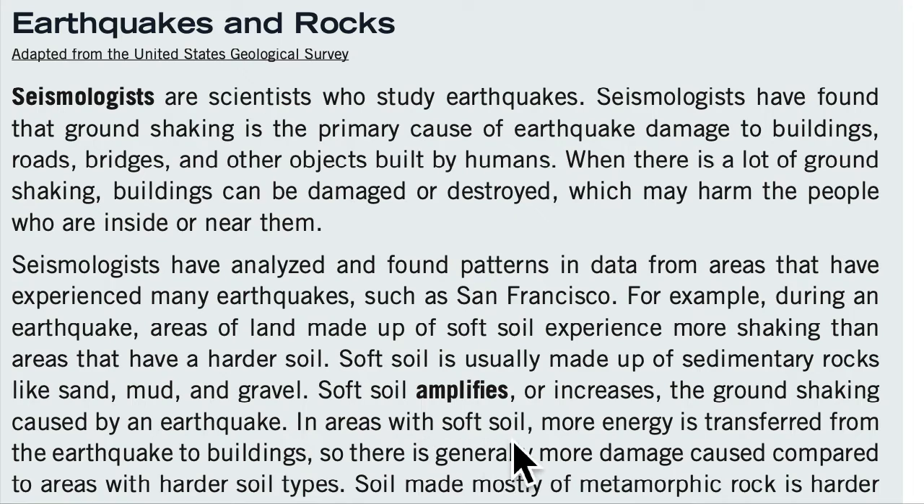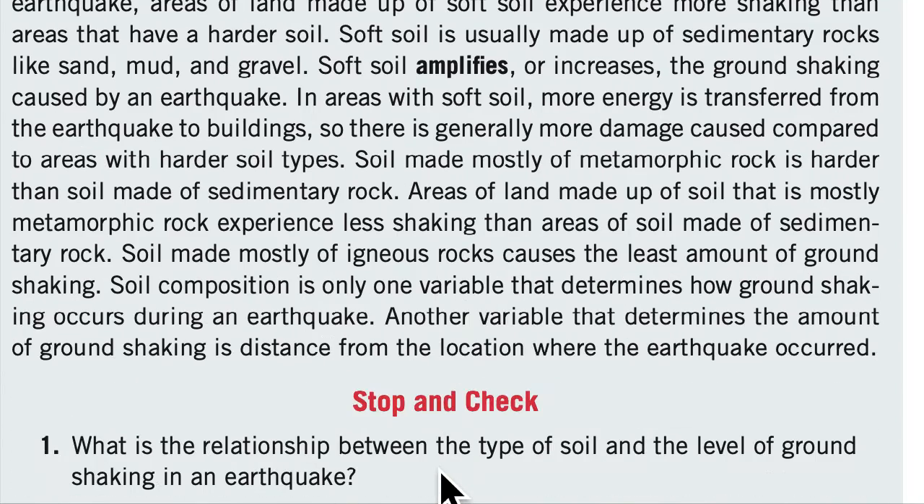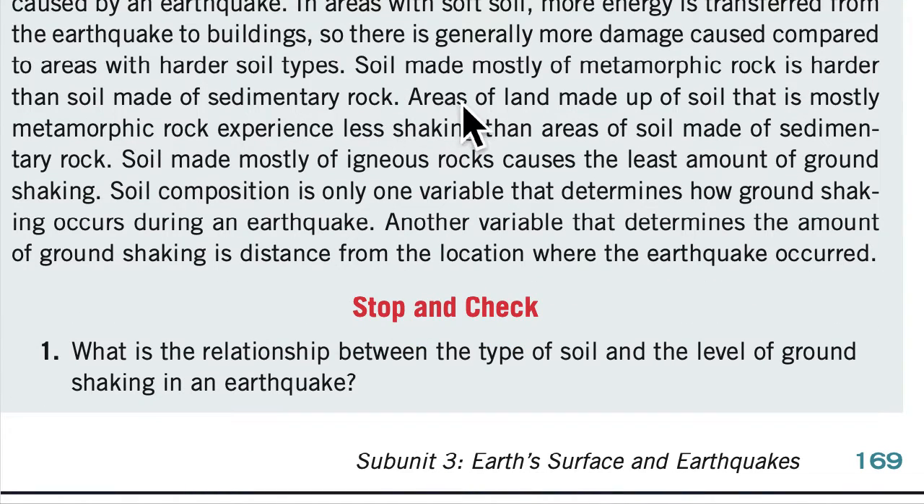In areas with soft soil, more energy is transferred from the earthquake to buildings. So there is generally more damage caused compared to areas with harder soil types. Soil made mostly of metamorphic rock is harder than soil made of sedimentary rock. Areas of land made up of soil that is mostly metamorphic rock experience less shaking than areas of soil made of sedimentary rock. Soil made mostly of igneous rocks causes the least amount of ground shaking.